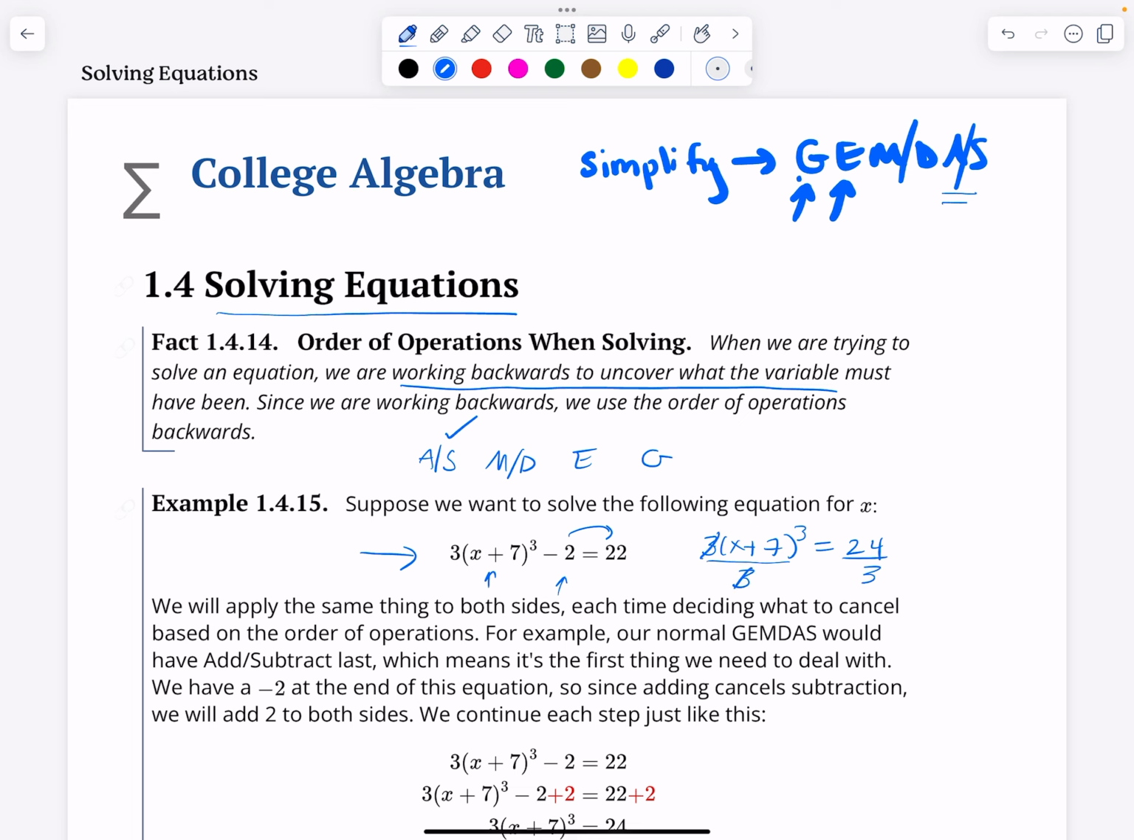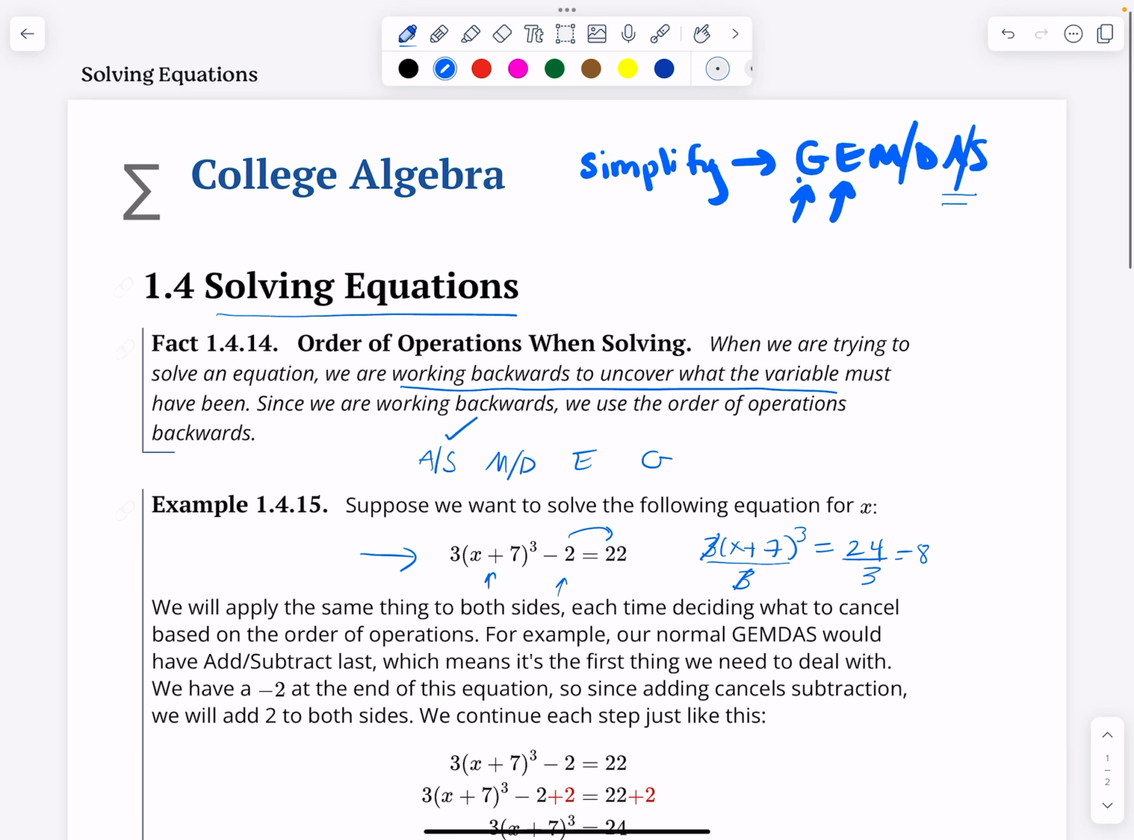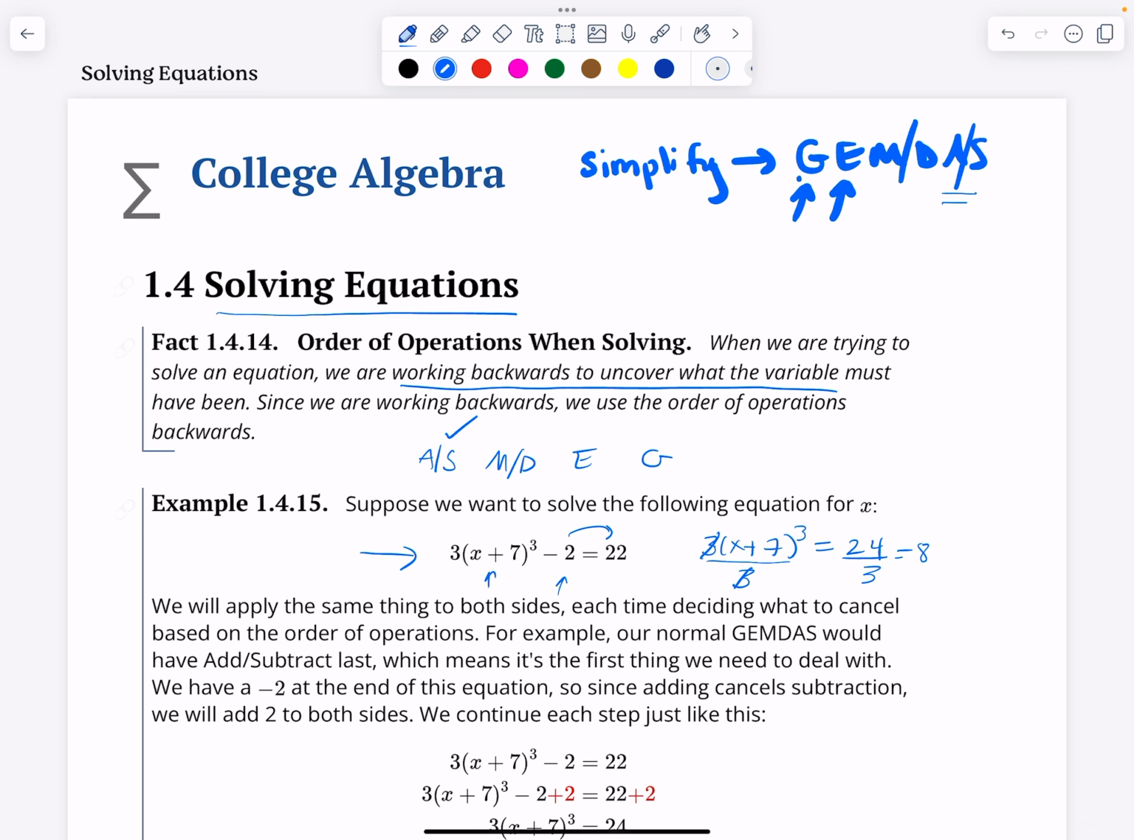And now we're left with (x plus 7) cubed equals 8. Let me rewrite it down here. (x plus 7) cubed equals 8. So we've done the multiplying and dividing. Now we're going to deal with the exponents. And so we want to undo this cube, so we're going to take the cube root of both sides. And so they'll cancel on the left, and we're left with x plus 7. We've dealt with that grouping, equal to 2.